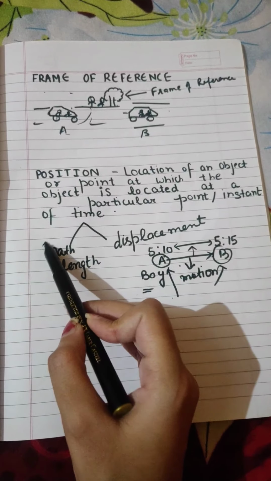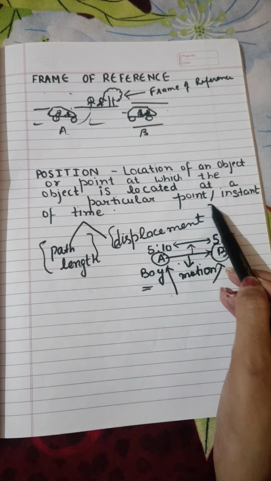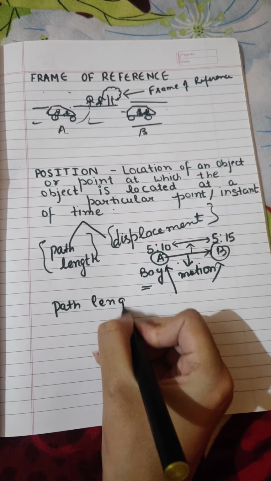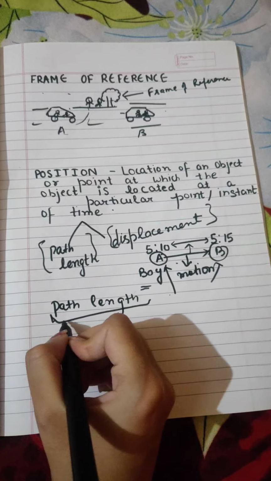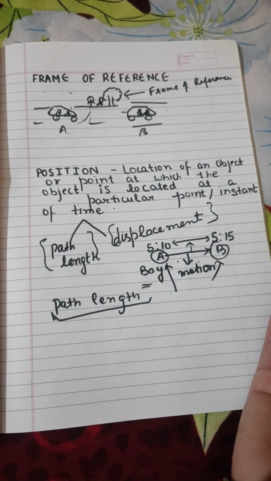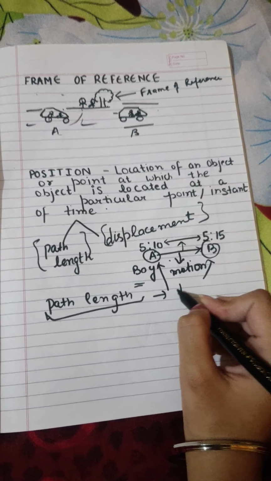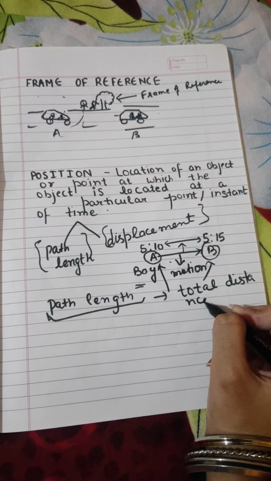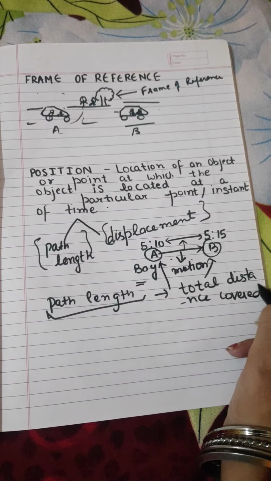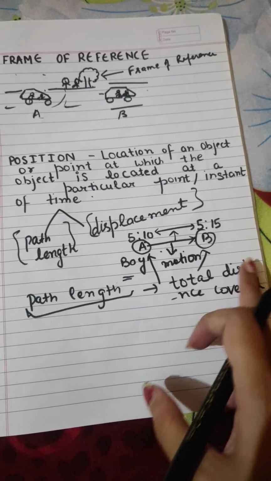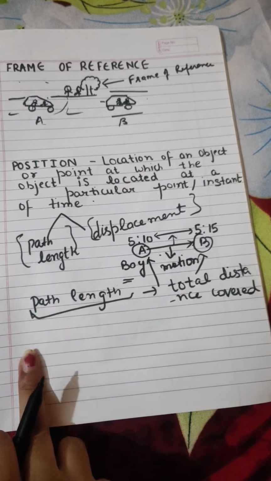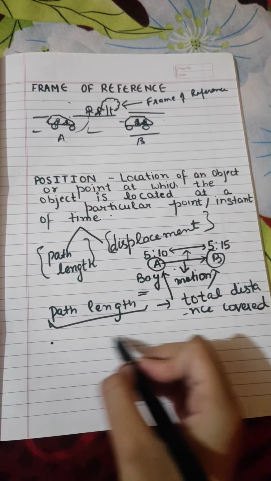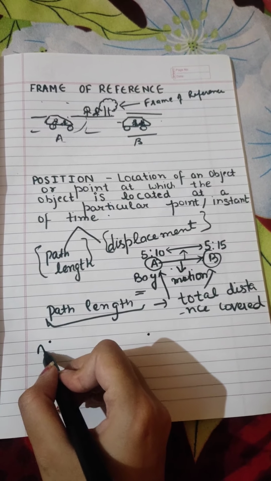Okay, so let's talk about path length and displacement. Let's say what is path length. As the name suggests, path length is basically the length of the path. And what is the length of the path? That is the total distance covered. Path length is basically the total distance covered by an object from initial position to final position.